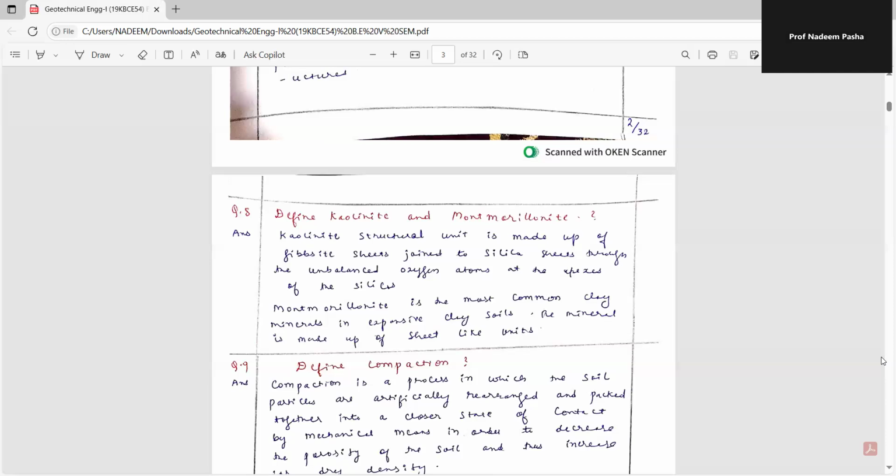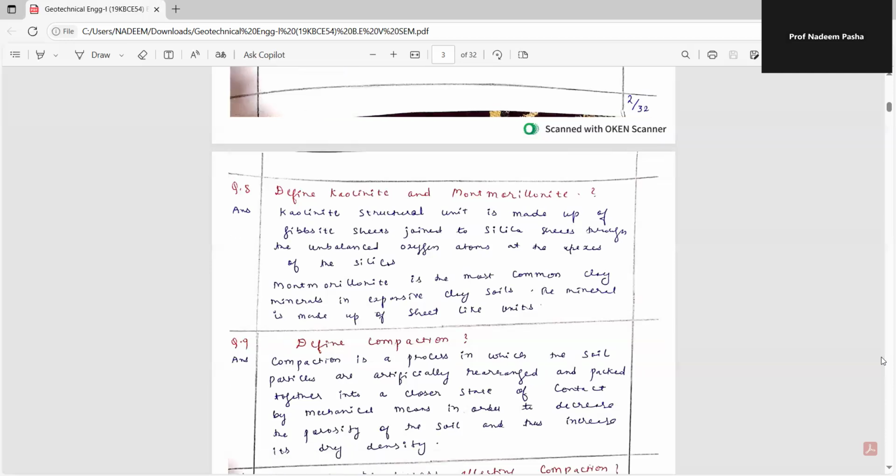Now, what do you mean by compaction? Compaction is a process in which the soil particles are artificially rearranged and packed together into a closer state of contact by mechanical means in order to decrease the porosity of the soil and thus increase its dry density.